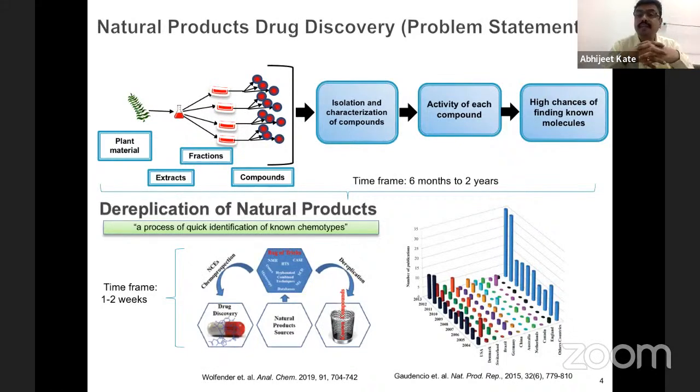The ideal would be that academic labs and national institutes should play a major role here. And our approach is the same, that we want to contribute in this area through our research.